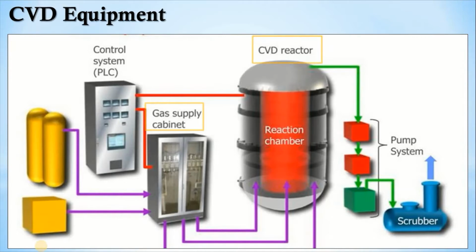Also we can use a cold walled reactor. This reactor uses a heating system that minimizes the heating of the reactor walls while the substrate is being heated up. The temperature is not homogeneous inside the reaction chamber.